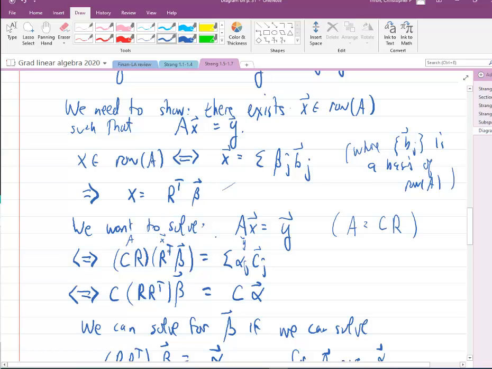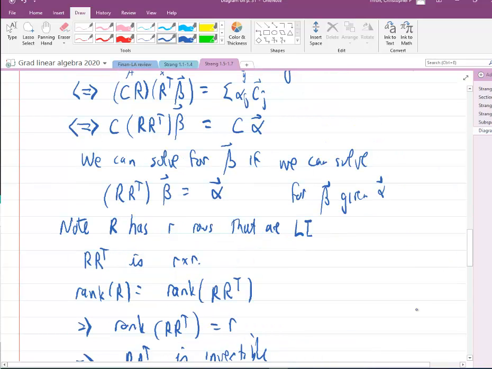Okay, so I can rearrange this and put the R and the R transpose together. C times R times R transpose times beta is equal to C times alpha. Now, what we're trying to do is solve for beta, right? Because once we solve for beta, that means we've solved for x. Okay, so that's what we're trying to do. We're trying to find x. If we find the coefficients of x, then we've found x. All right, so we can solve for beta if we can solve this for beta given alpha, for any alpha. These are arbitrary coefficients.